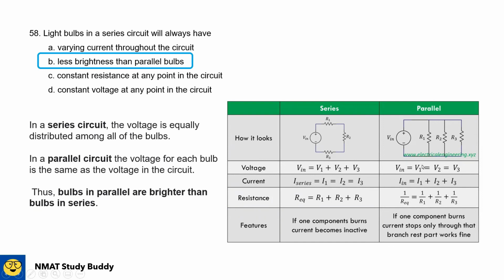Unlike in parallel, as you can see here, the voltage for each bulb is the same as the voltage in the circuit. So, whatever the voltage is here, that is also what each bulb gets. So, bulbs in parallel are brighter than bulbs in series.